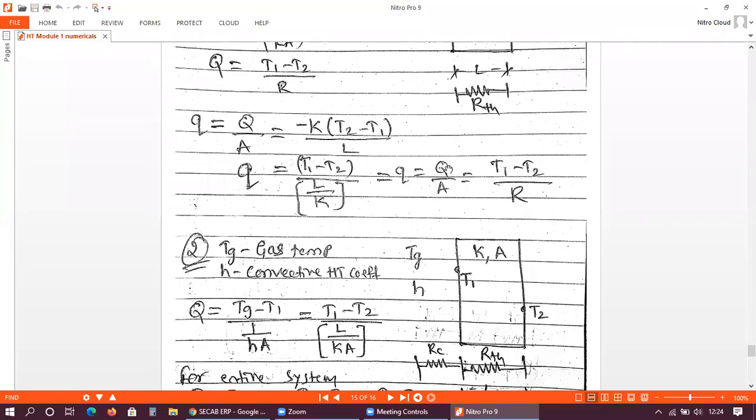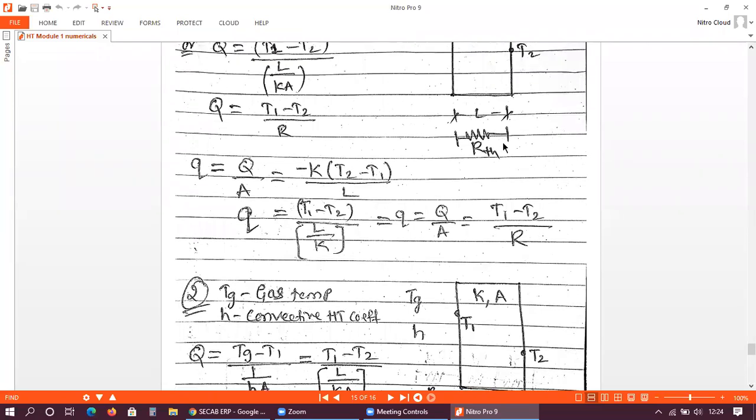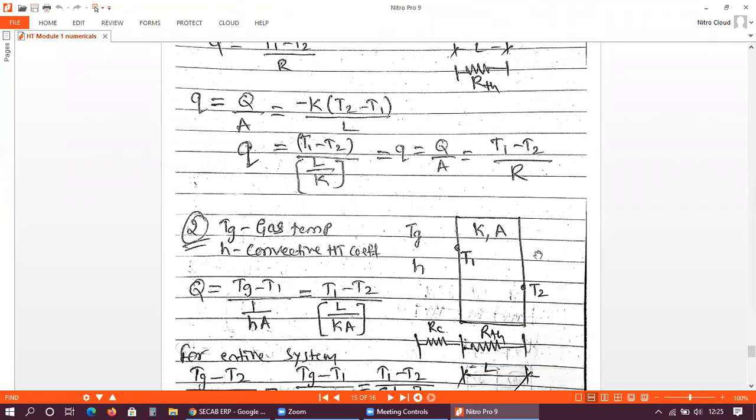So Q by A is equal to T1 minus T2 divided by R, where the area is taken per meter square. It is for unit area. For unit area, this is the rate of heat transfer, as you can see, in watt per meter square. So this type of problem we have solved.